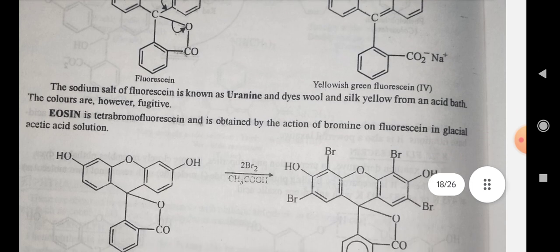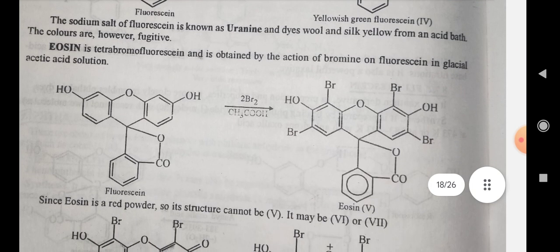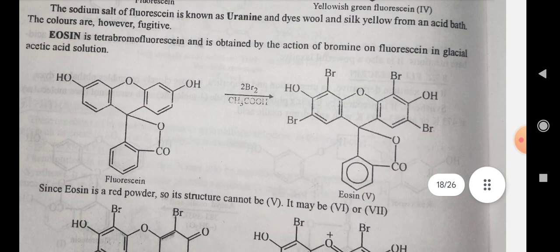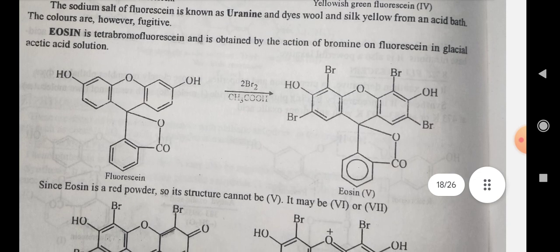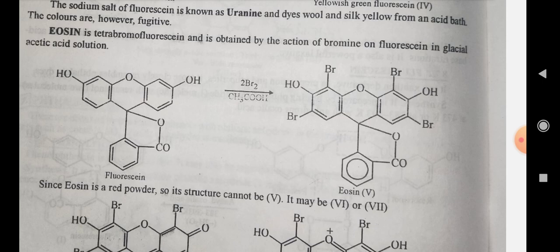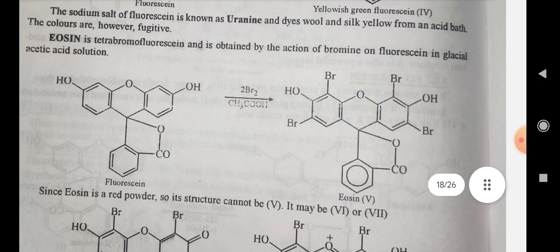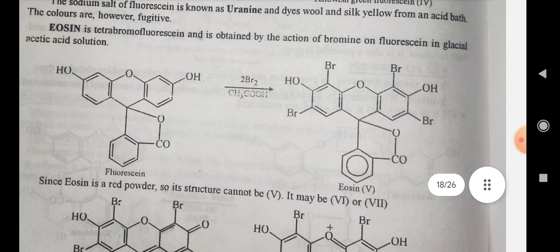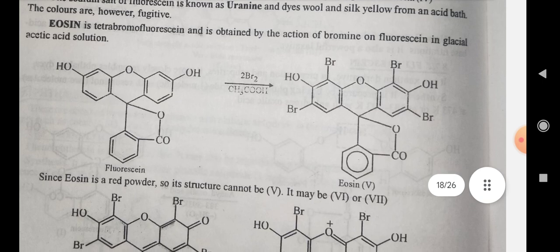Sodium salt of fluorescein is known as uranine. The dye is wool and silk yellow from an acid bath. The colors are however fugitive.